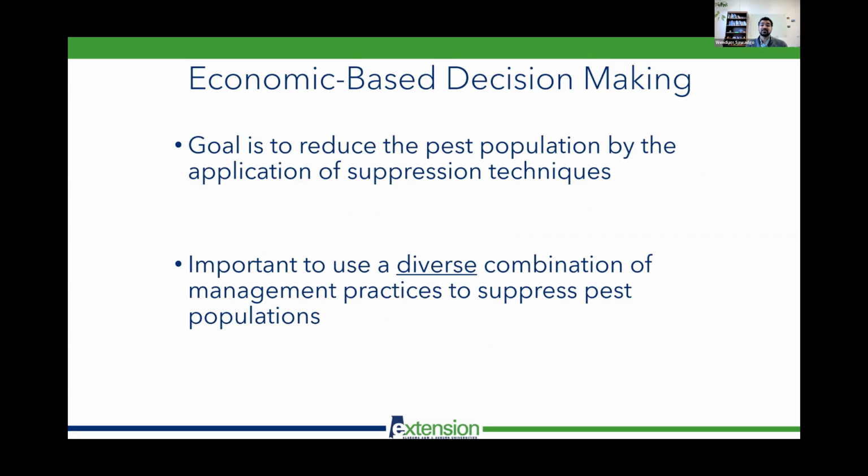Now, our goal is to reduce the pest population by applying different suppression techniques. And we want to use a diverse combination of the management practices available to suppress pest populations. We don't necessarily just want to use the same tool over and over again because over time it might become less effective as those pests build up resistance and things like that. And so thinking about everything we have available to us, being able to use all of those is an important concept in pest management.